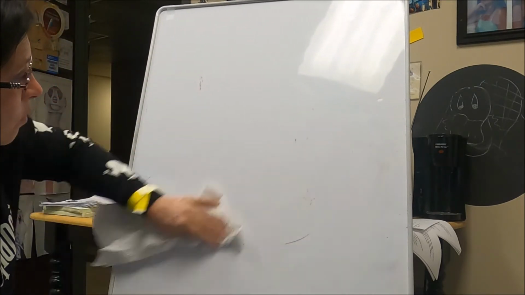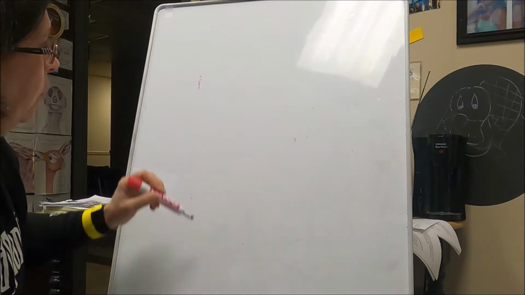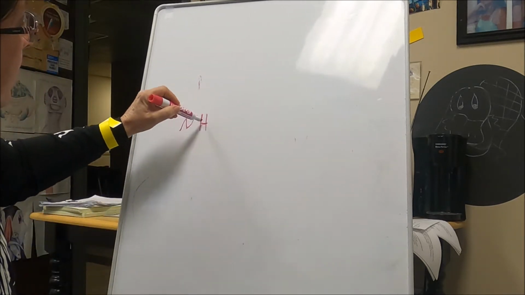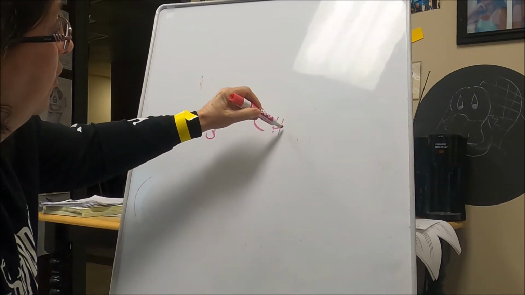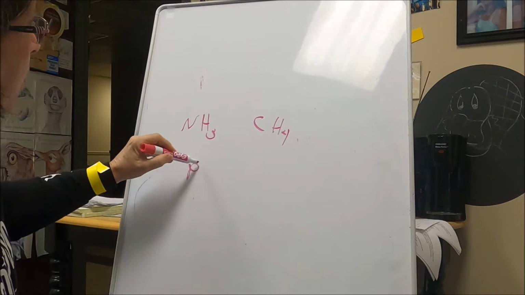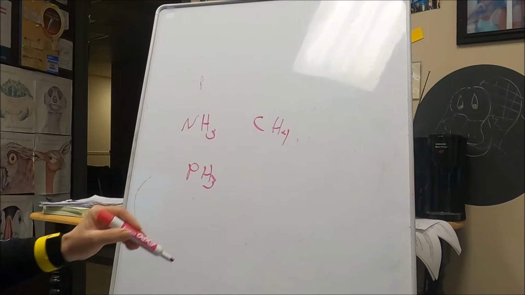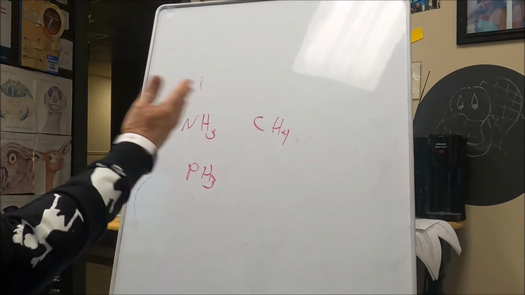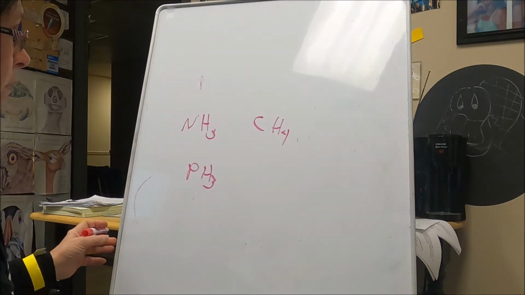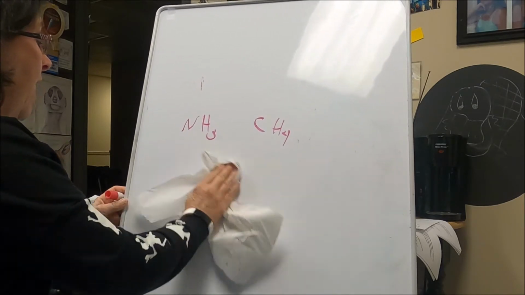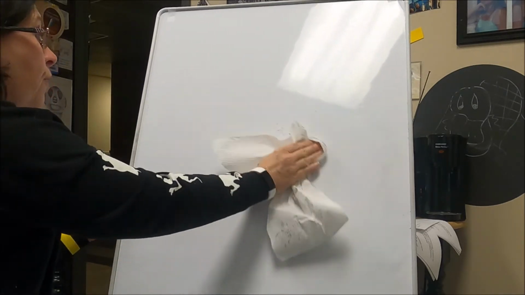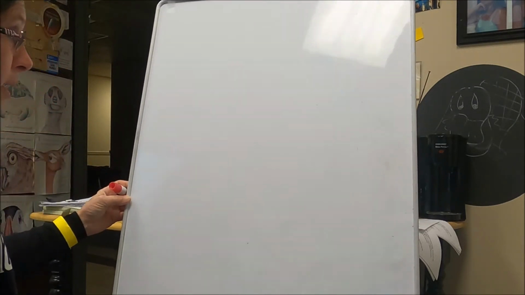Let's give ourselves a little working room here. So if I have NH3 or CH4 or PH3, okay, hydrogen's appearing second in the formula. These are not acids. So you're going to recognize acids because acids are going to have hydrogen first in the formula.